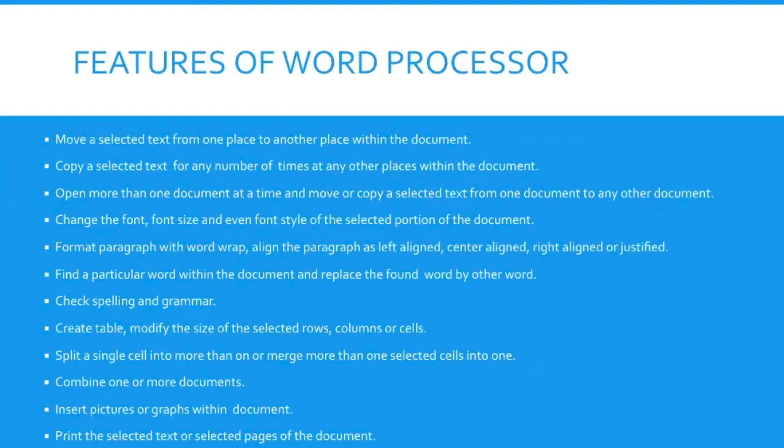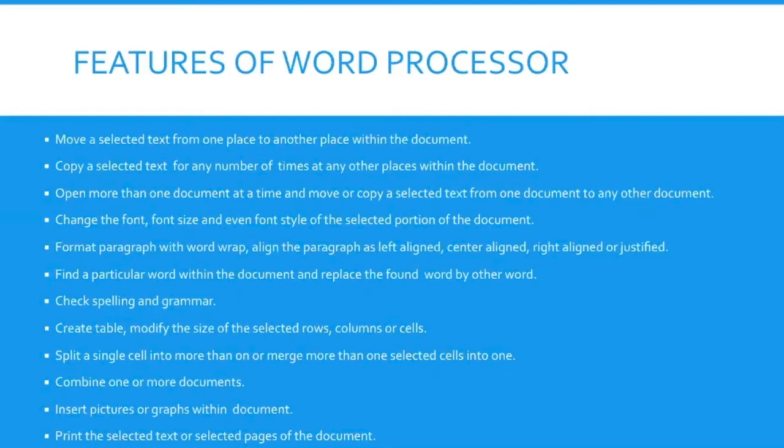Now here are some of the features of a word processor. The features of a word processor include: move a selected text from one place to another within the document, copy a selected text any number of times at any other places within the document, open more than one document at a time, or move or copy selected text from one document to any other document. Change the font size, and even the font style of the selected portion of the document.